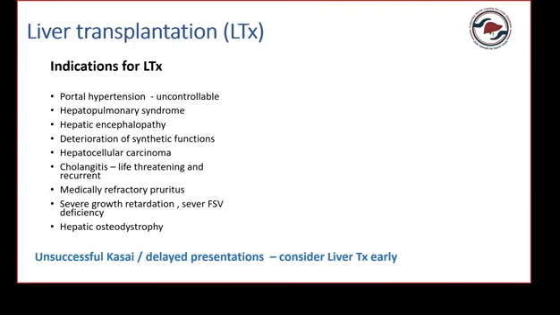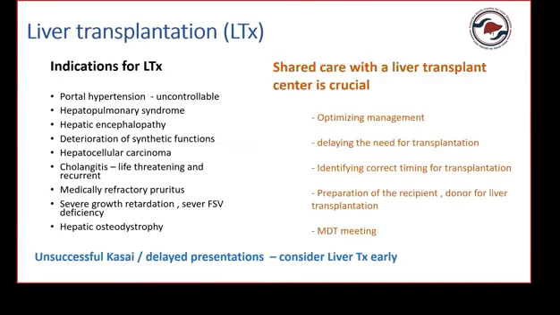It's very important to have shared care with the liver transplant center in view of optimizing management, and that optimization would delay the need for transplantation. And it's very crucial to identify the correct timing for transplantation. The child should not be too unstable to go through transplantation, and at the same time you need to balance the timing. Preparation of the recipient, preparation of the donor, having MDT meetings, all these things would matter. Knowing the ultimate cure is liver transplantation, they should be having shared care with the liver transplant center since the beginning.